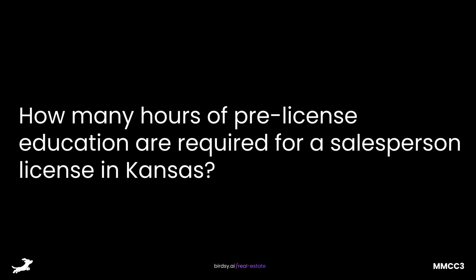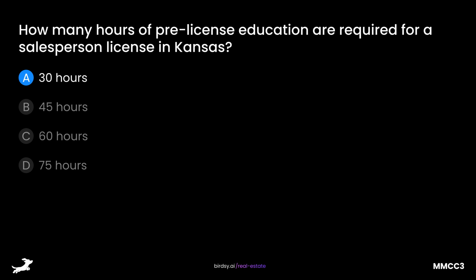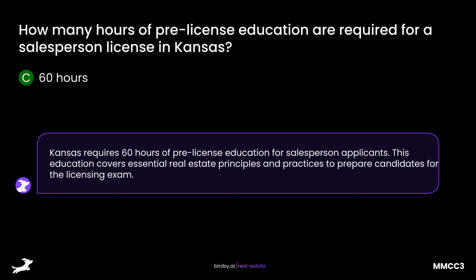How many hours of pre-license education are required for a salesperson license in Kansas? Is it A, 30 hours, B, 45 hours, C, 60 hours, or D, 75 hours? The answer is C, 60 hours. Kansas requires 60 hours of pre-license education for salesperson applicants. This education covers essential real estate principles and practices to prepare candidates for the licensing exam.